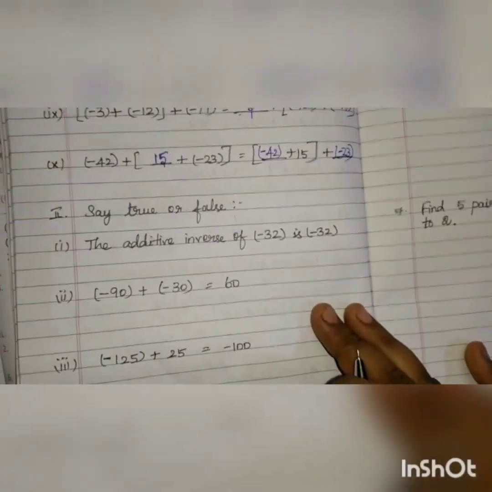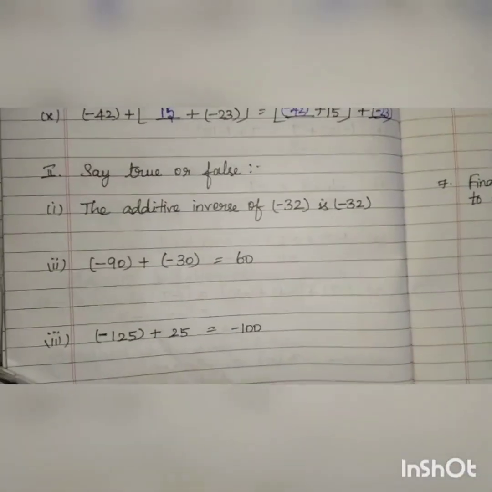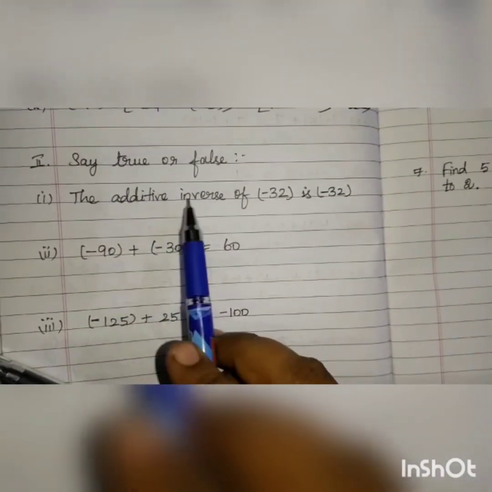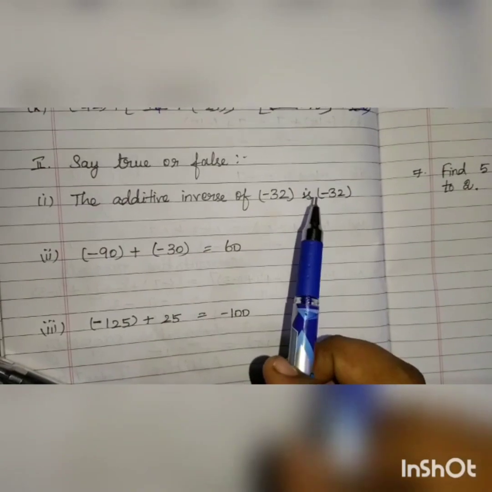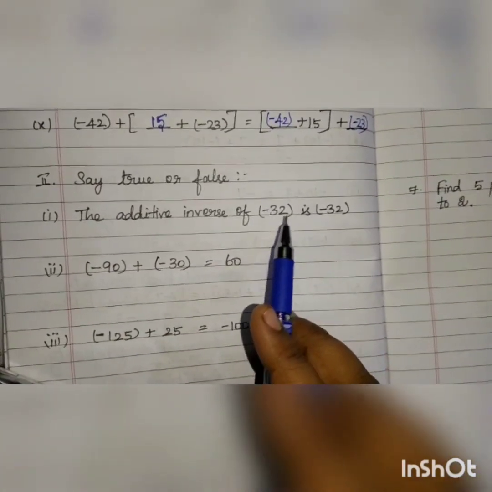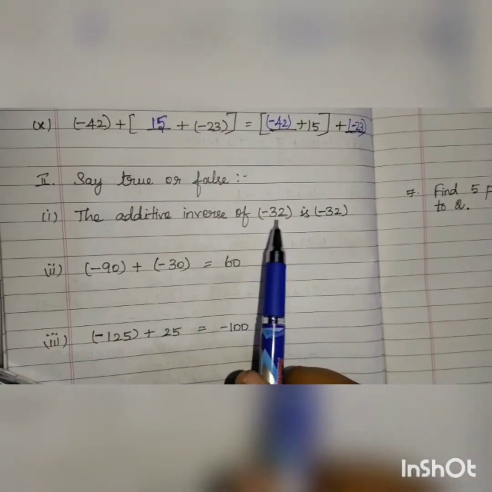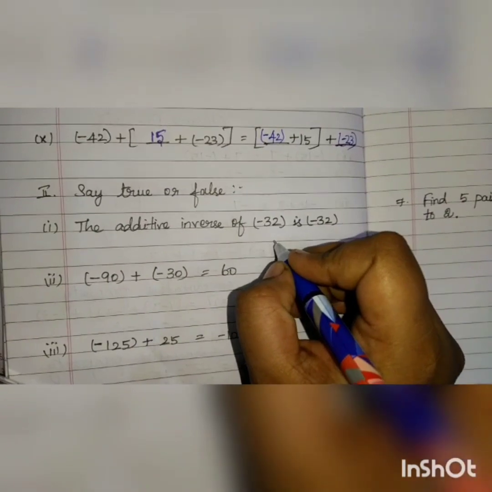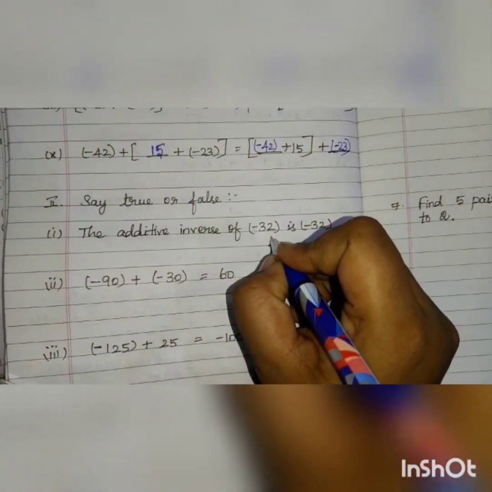After this, I am going to solve the second Roman numeral, in the same Exercise 1.1. The additive inverse of minus 32 is minus 32. Is it right? No. Yes. Very good, children. The additive inverse of minus 32 is positive 32. So we want to write false.